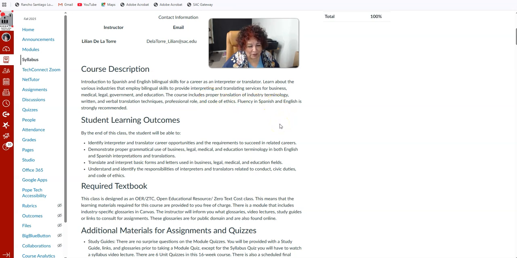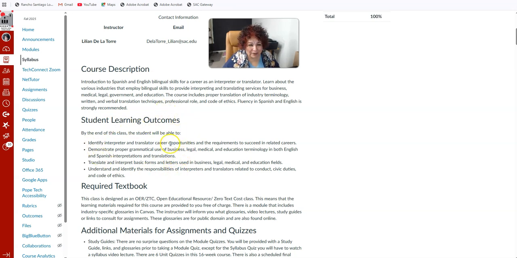Yes, fluency in Spanish and English is strongly recommended. So if you need to take a Spanish course to reinforce your Spanish, because you're not so fluent in Spanish as you are in English, I highly recommend that, and vice versa.